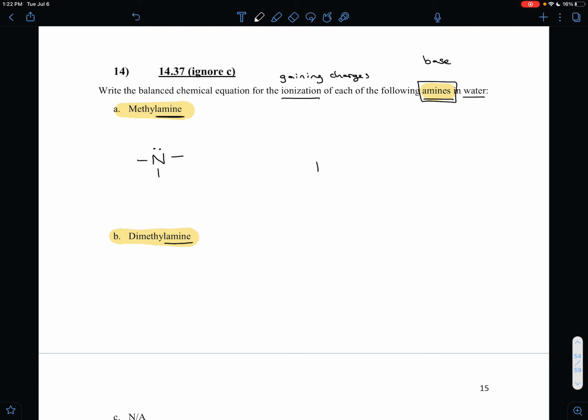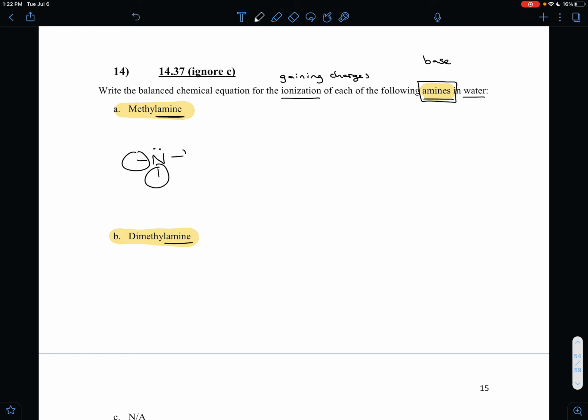You'll remember that you can draw the Lewis dot structures of atoms by looking at what column an element is in the periodic table. If you look, you'll see that nitrogen is in group 5A, so it has 1, 2, 3, 4, 5 valence electrons, and so it can form 3 bonds and have 1 lone pair. That's going to be important in order to understand how this reaction works, knowing that it has that lone pair there and it can form these 3 bonds.